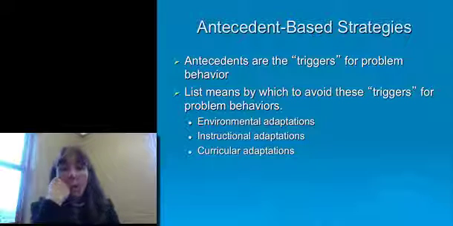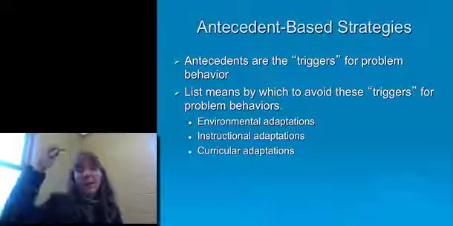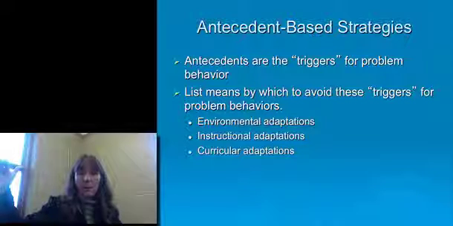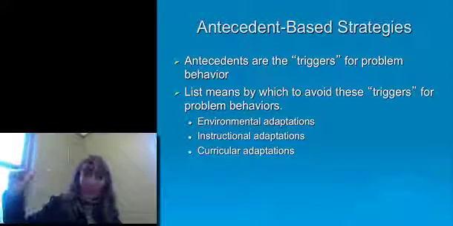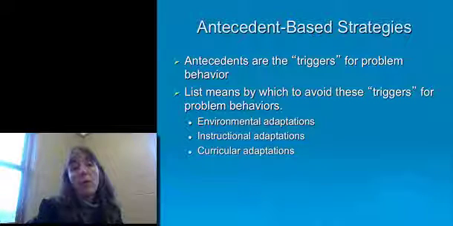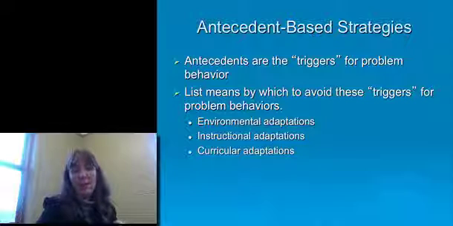Now, I think about a behavior plan as having 3 essential components from a treatment perspective. One is antecedent-based strategies, one is replacement skill training, and one is consequence-based strategies. And so we're going to talk about all 3 of those. From an antecedent-based strategies perspective, it's all about prevention. We're going to try to prevent this individual from engaging in these challenging behaviors. And it means that we have to avoid triggers using environmental adaptations, instructional adaptations, and curricular adaptations.